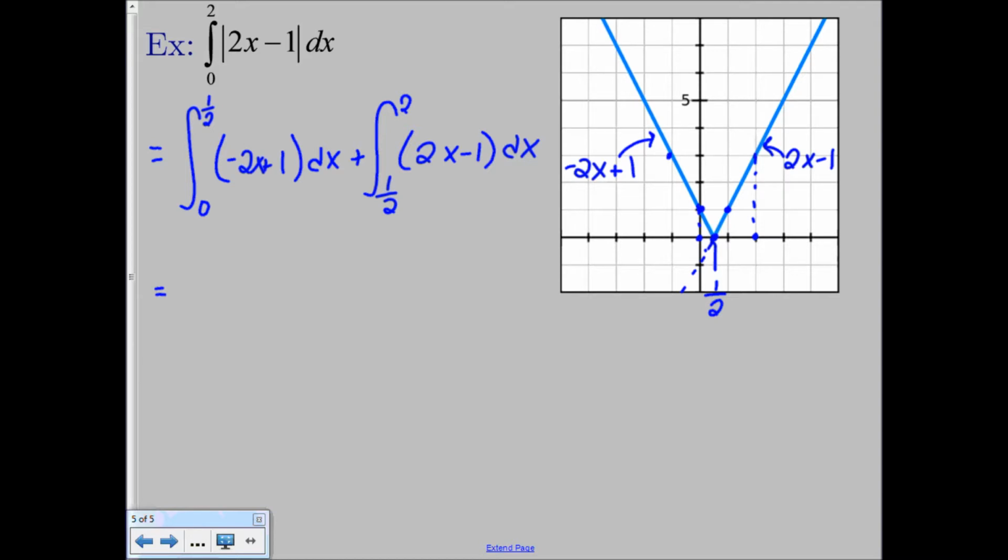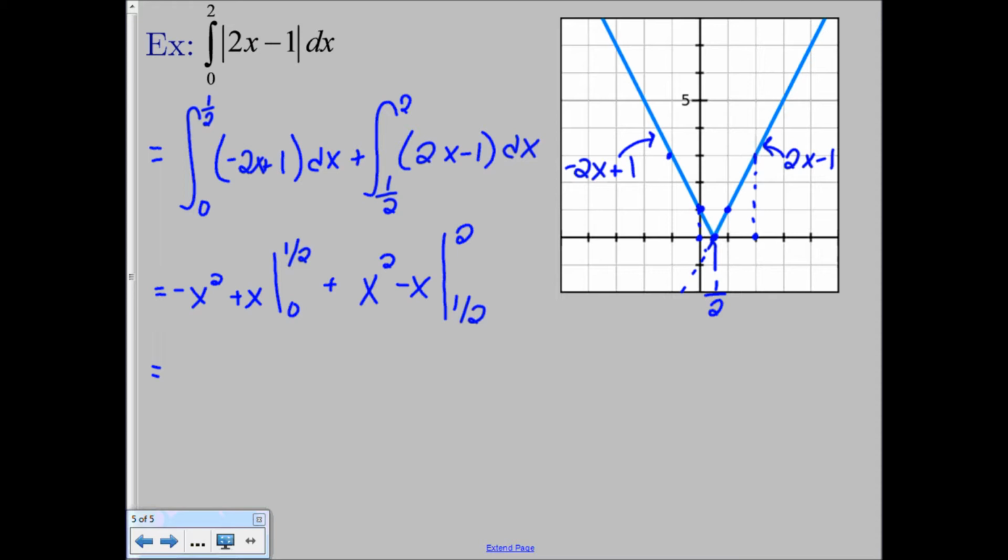So now we're going to do the antiderivative of negative 2x plus 1, which is negative x squared plus x, evaluated from 0 to 1/2, plus x squared minus x, evaluated from 1/2 to 2, which we just found using the power rule. So if you need a review of that, just go back to the 4.1 videos and watch the indefinite integral videos about that.